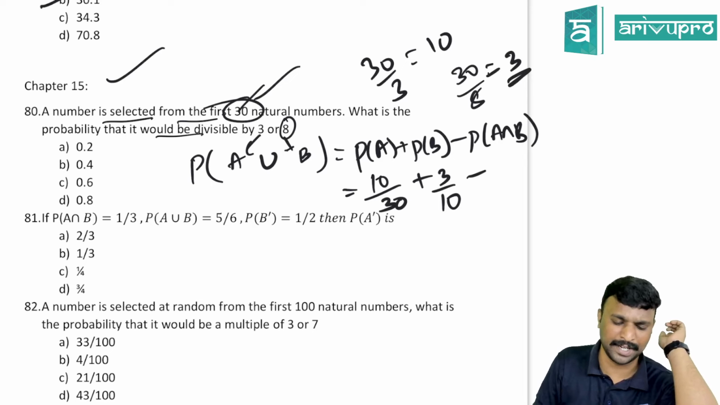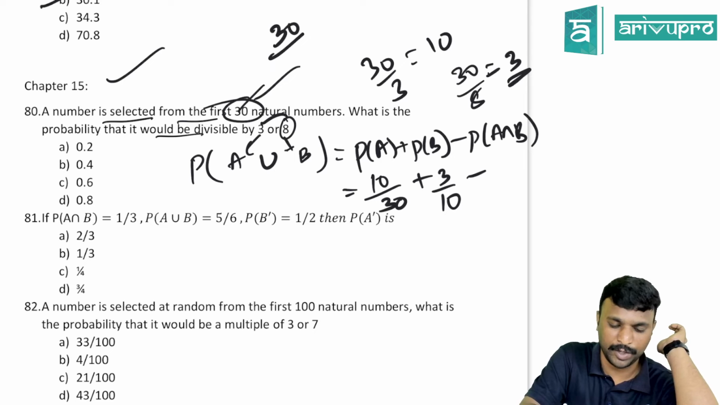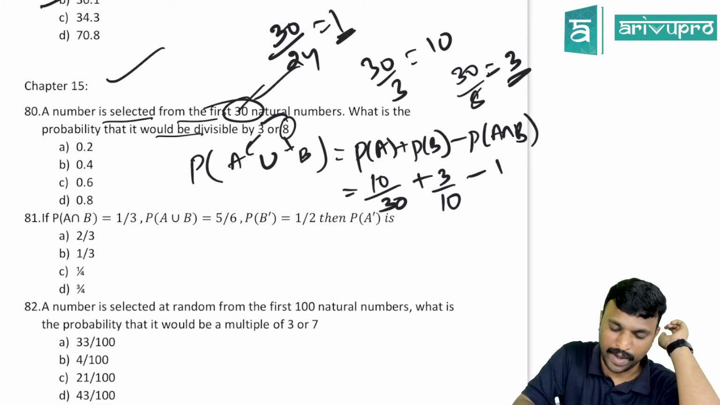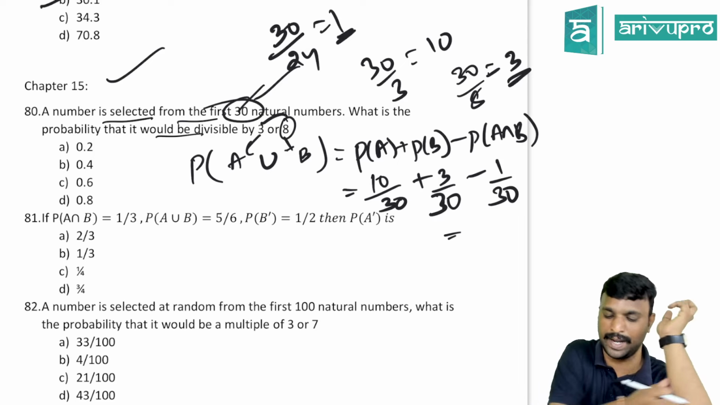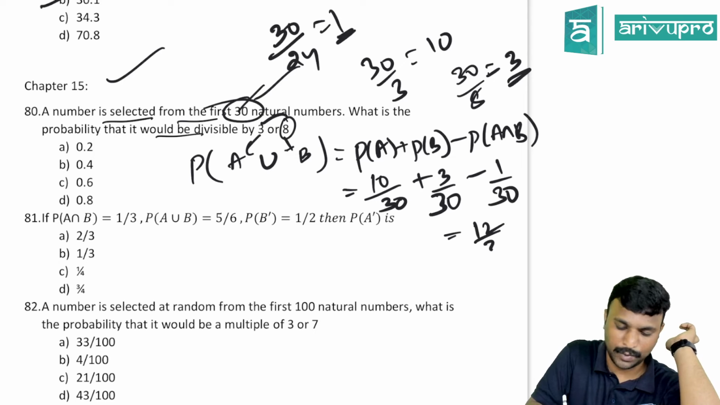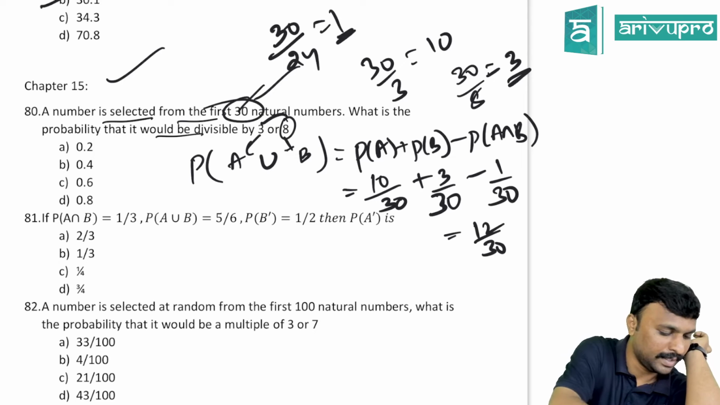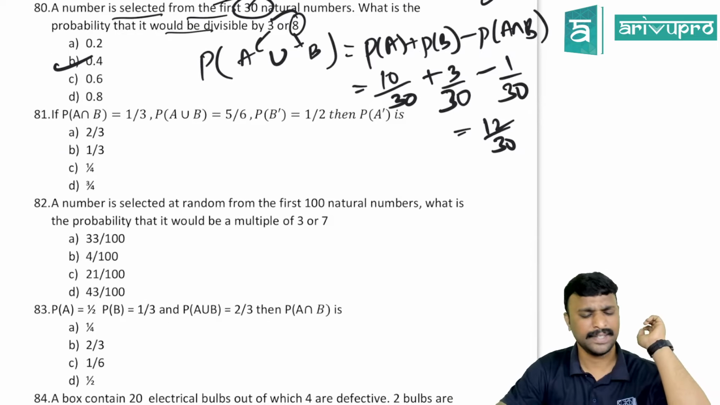Guys, for A intersection B, you have to take the LCM of 3 and 8, which is 24. So when you divide 30 by 24, you get 1 point something, so the integral value is 1. So 1 by 30. Basically, 13 minus 1 is 12, so 12 by 30. 12 divided by 30, the answer is 0.4. Option B. Guys, let's move on to the next question.